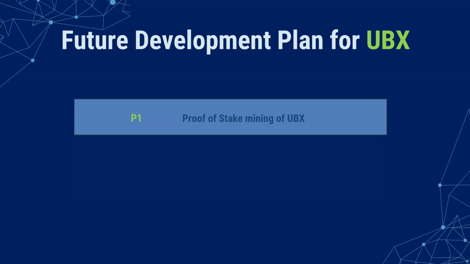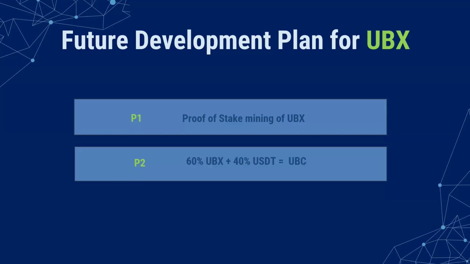The next phase of UBX platform, what we call P2, phase two. Remember, this is not official. This is not official. But there will be a new token that will be launched for new liquidity, which for now, we call it tentatively UBC.